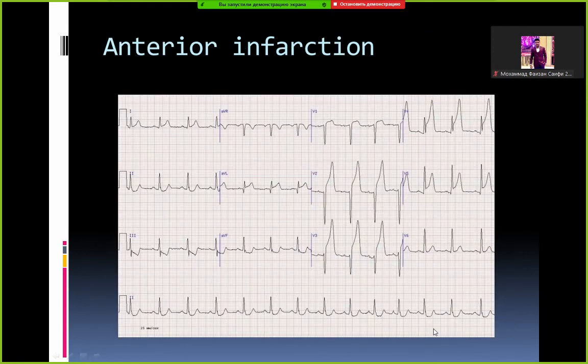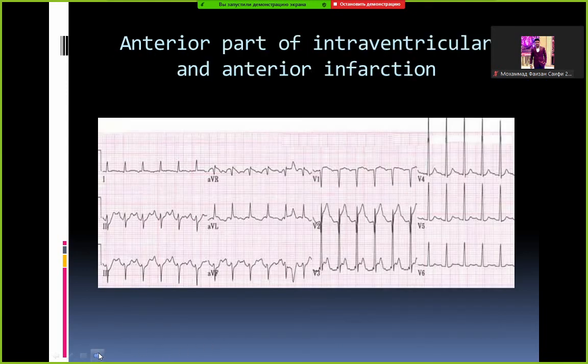So this is example of anterior wall infarction. So we see elevation of ST segment in the first standard lead, in AVL, and in V2, V3 and V4. So this is elevation of ST segment and very high and pointed T wave. Example of anterior part of interventricular septum and anterior infarction.